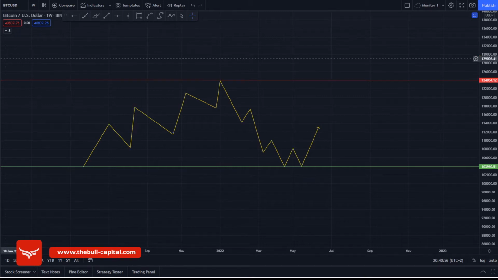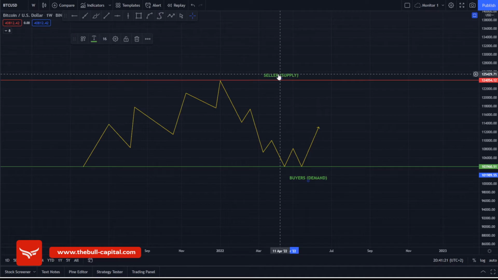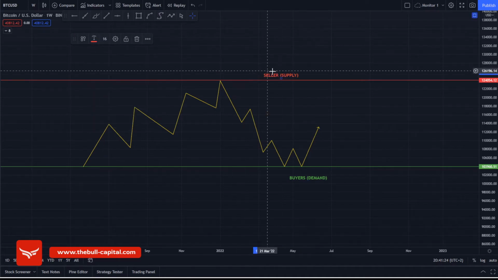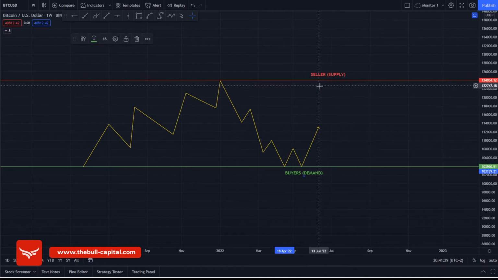So here we have buyers, and here we have sellers and also supply, and here I'm going to write demand. Supply and demand. Let's change the color to red. We want to buy here and we want to sell here.